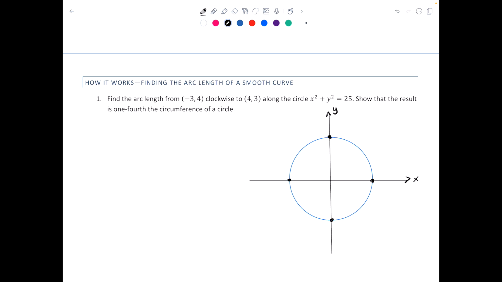And then the arc length of interest is going to be up in quadrants 1 and 2. So y will be positive, and it won't trace itself more than once.